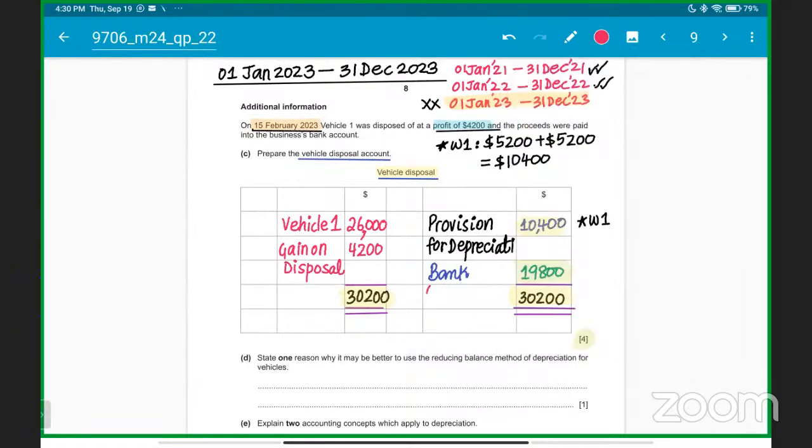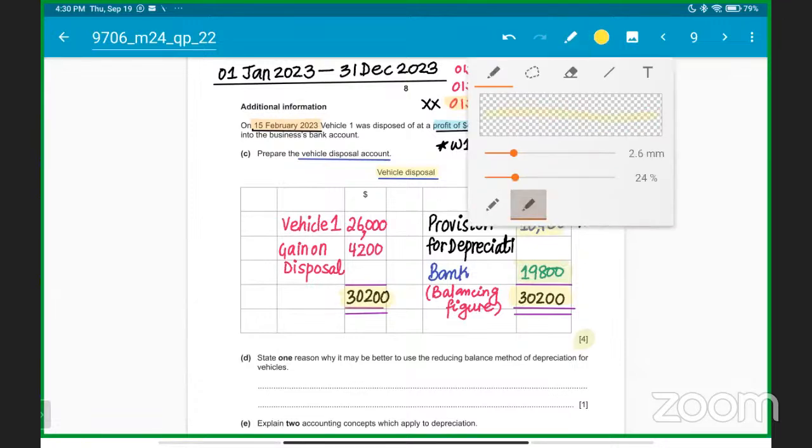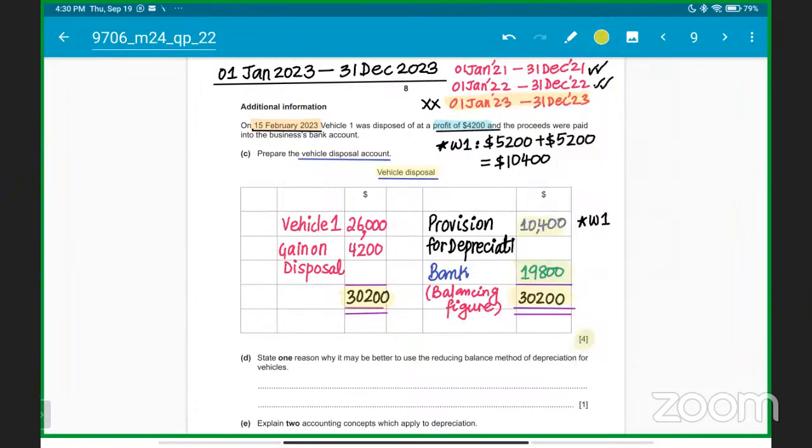It's the balancing figure. I have already mentioned that whenever we make a disposal account, students, the purpose of the disposal account is basically to find out the loss or gain on disposal. We need to understand here that gain on disposal is already given to us in this question. What is missing in the question is the proceeds, how much the asset was sold for. So we find it out by the balancing figure.